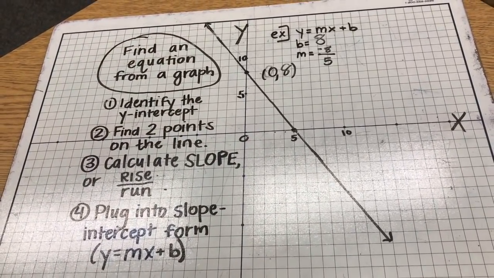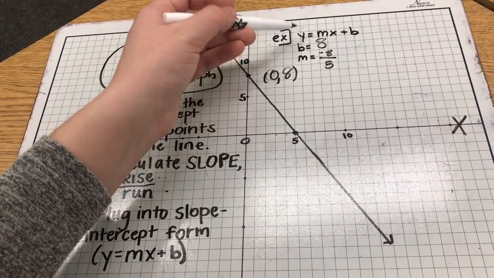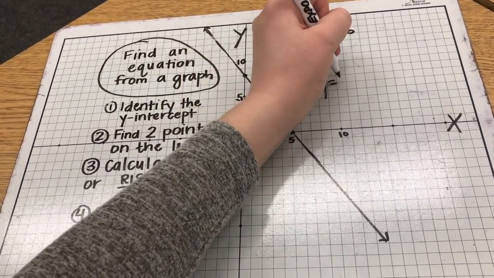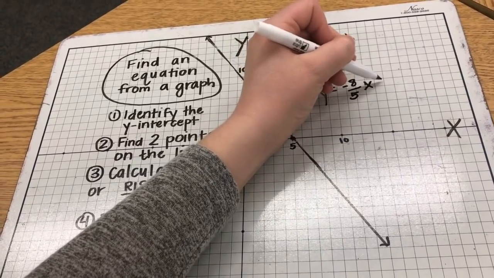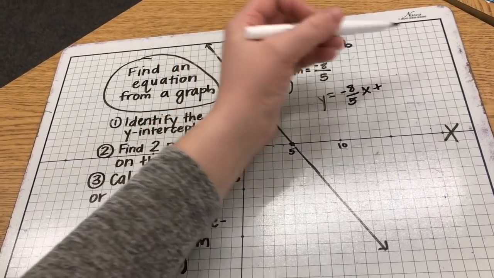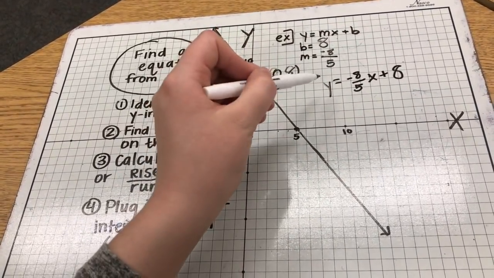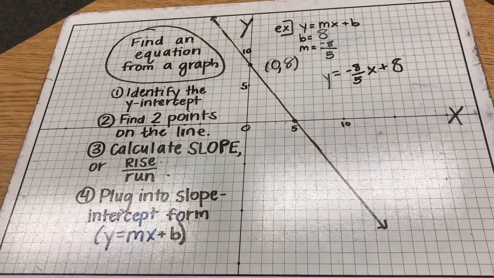Now we can just plug in our m and our b into our formula, the equation of a line. So y equals m, which is negative 8 over 5, x plus b, which is positive 8. The equation of this line is y equals negative 8 over 5x plus 8.